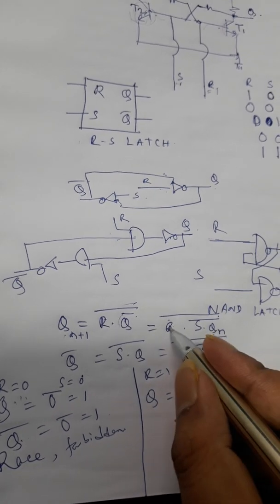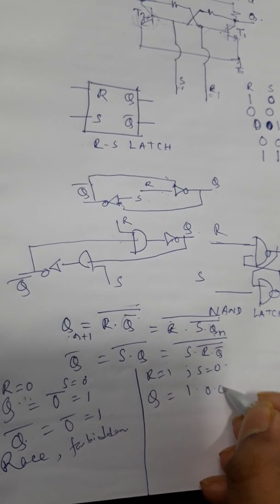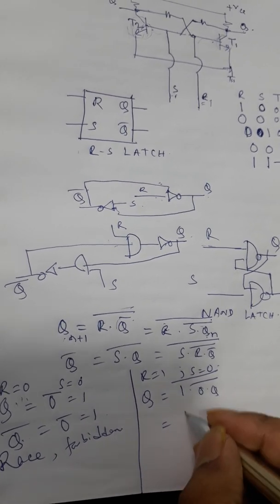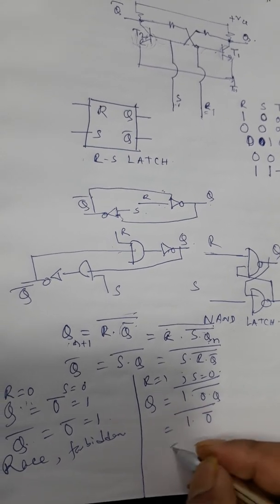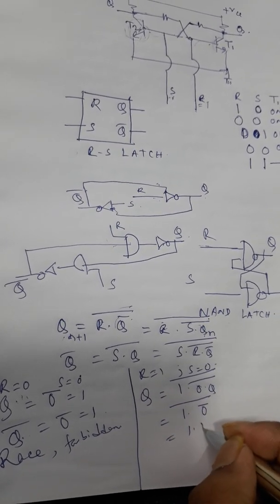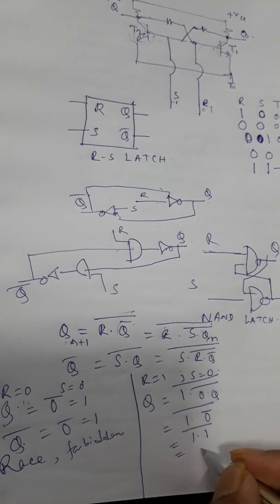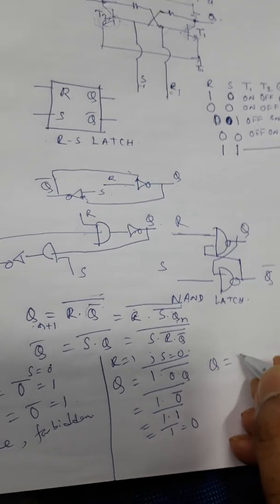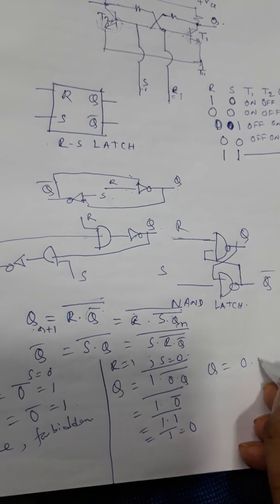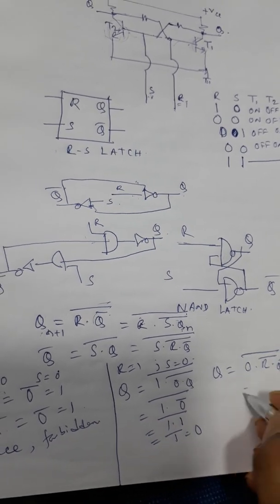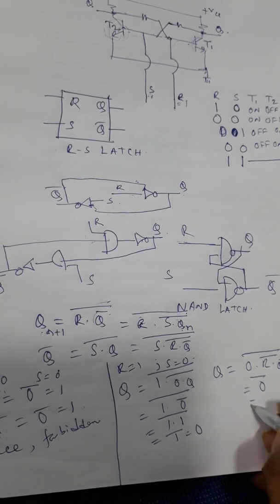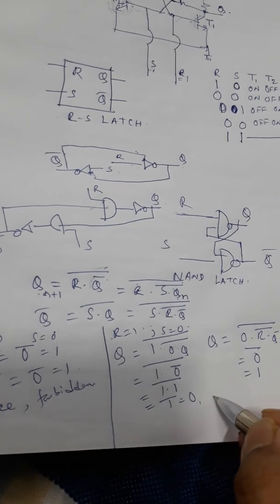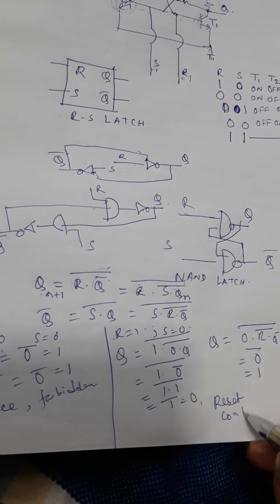Now if we put R1 S0, then Q is equal to 1 dot 0 dot Q bar bar. Now what is 0 dot Q? That is 0. So 1 dot 0 bar bar. Now what is 0 bar? 0 bar is 1, right? So 1 dot 1 bar, and that would be 1 bar and that would be 0. So Q equal to 0. And if you calculate Q bar, it is 0 dot R bar dot Q bar bar. Now 0 dot anything is 0, 0 bar is 1. So when R is 1, Q is 0. So this is known as reset condition, right?